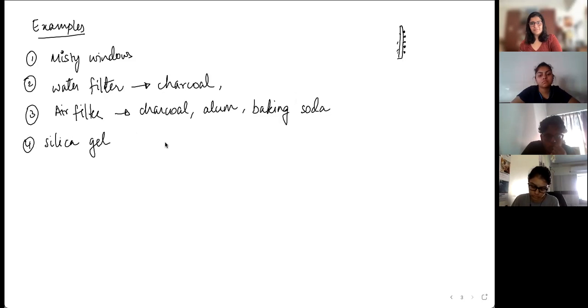So this you guys must be pretty familiar with. If you bought a new bag or a Tupperware container or a water bottle, even toys, something that comes in boxes basically, you must have seen it. There's a little bit of silica gel.